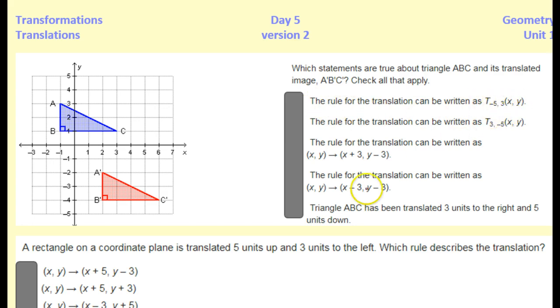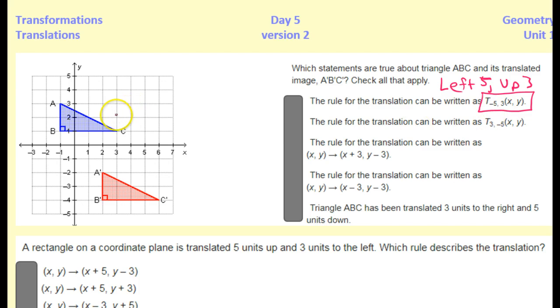This is how you do a rule for a translation, but the first number tells you how far left or right you're going, and the next number tells you how far up or down you're going. So for example, this rule right here would be the translation that goes left 5, up 3. That's what this translation would be.